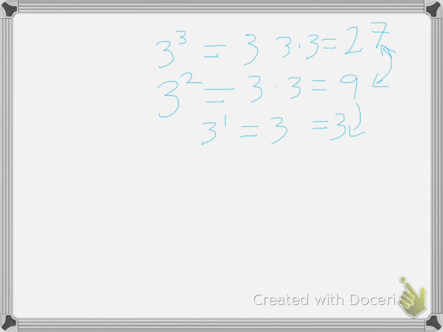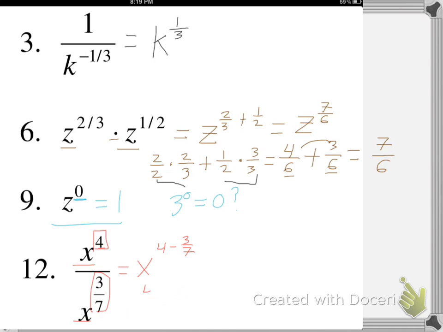Well, what if we try to go down one more? If we went down one more, how would we do that, and what would we get? Well, if we followed the same pattern, we would divide it by 3, which would give us 1. Which, if we follow our trend, 3 to the 0 would be equal to 1. And that's true for any number. And so, going back to our problem over here, that is why 3 to the 0 is just equal to 1.